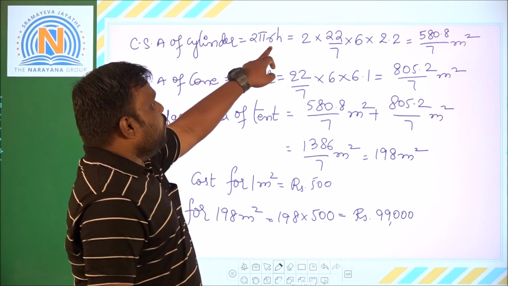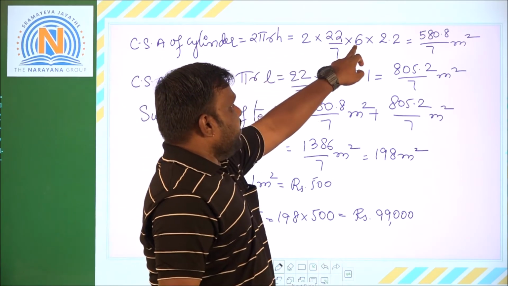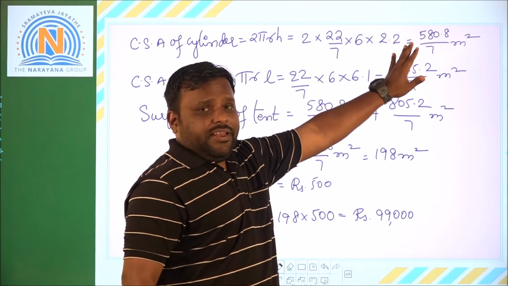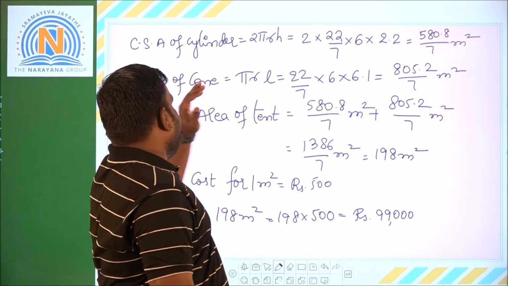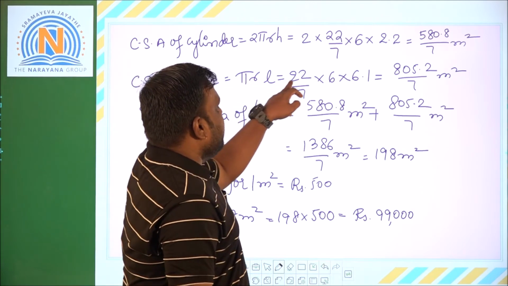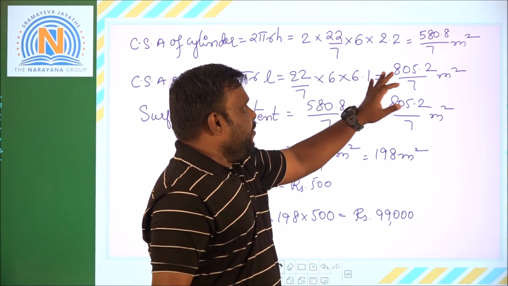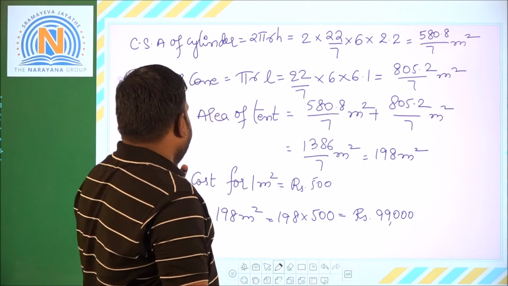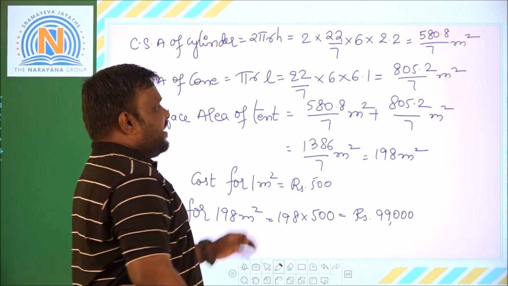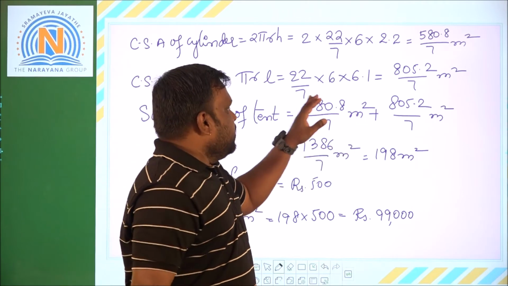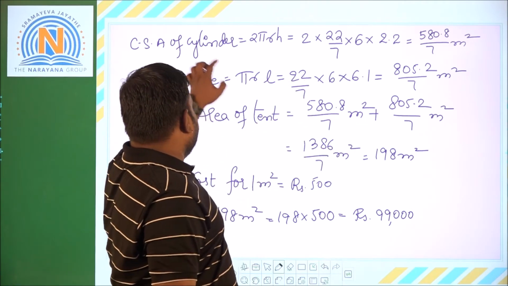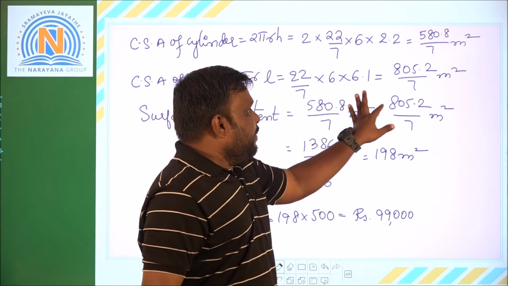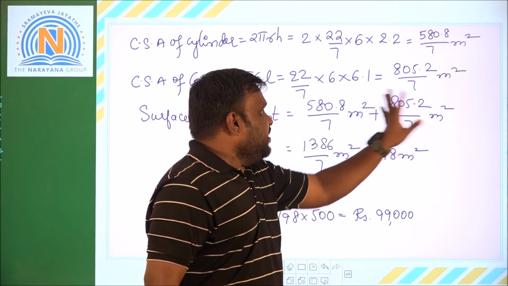CSA of cylinder is 2 pi r h, that is 2 into 22 by 7 into 6 into 2.2, that is something like 580.8 by 7 square meters. Okay, this is the calculation part. CSA of cone is pi r L, 22 by 7 into 6 into 6.1, that is 805.2 by 7 square meters, right? Surface area of the tent is the calculation of both as we discussed. So addition of cylinder CSA and cone CSA, 580.8 by 7 square meters plus 805.2 by 7 square meters.